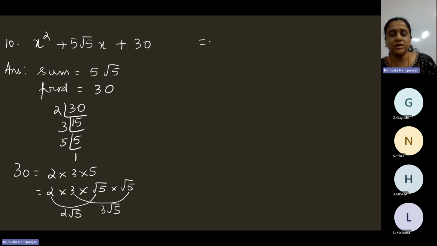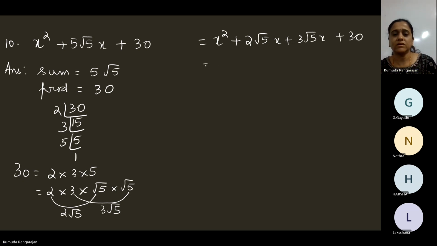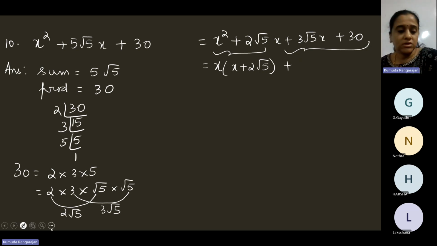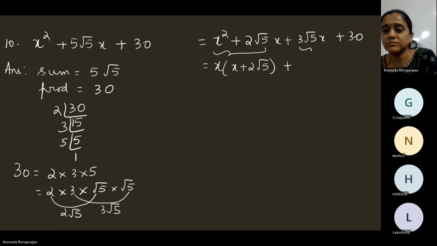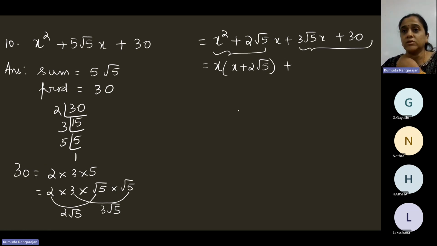So now split the middle term. Yeah, you can start working. x squared plus 2 root 5x plus 3 root 5x plus 30. So listen to this one. Between the third and the fourth term, what is common? Look at 30 here. The third term is 3 root 5x.